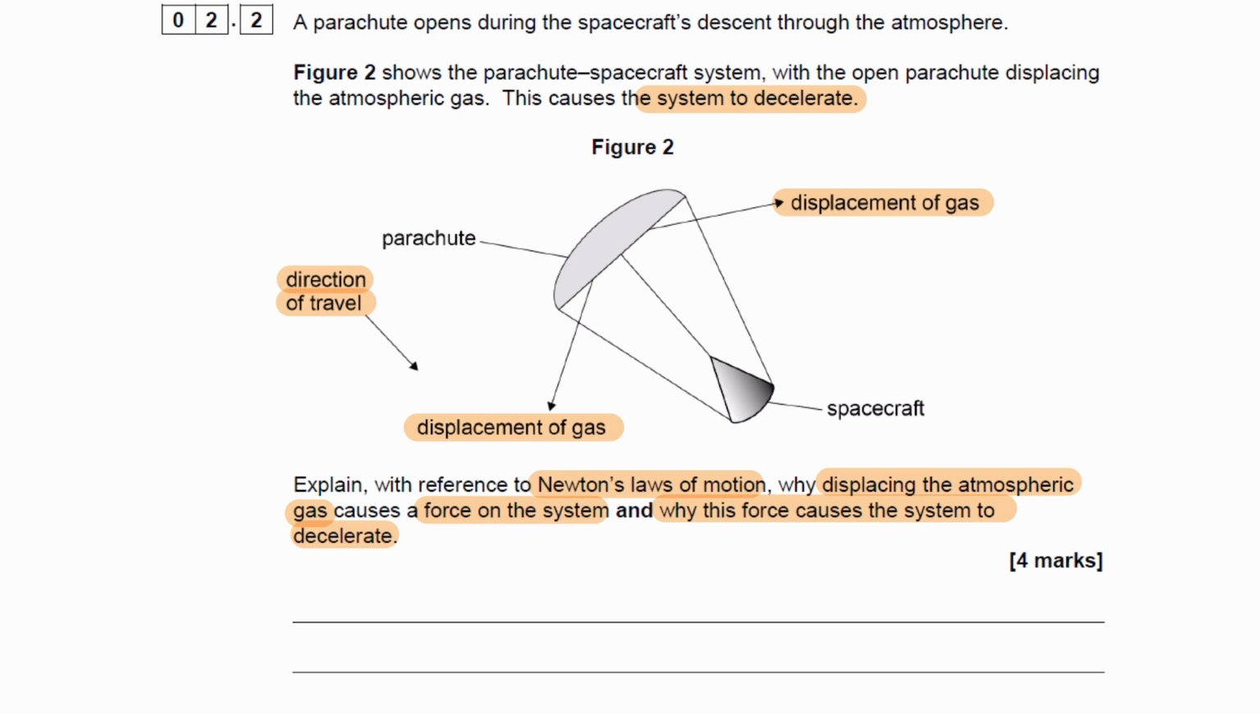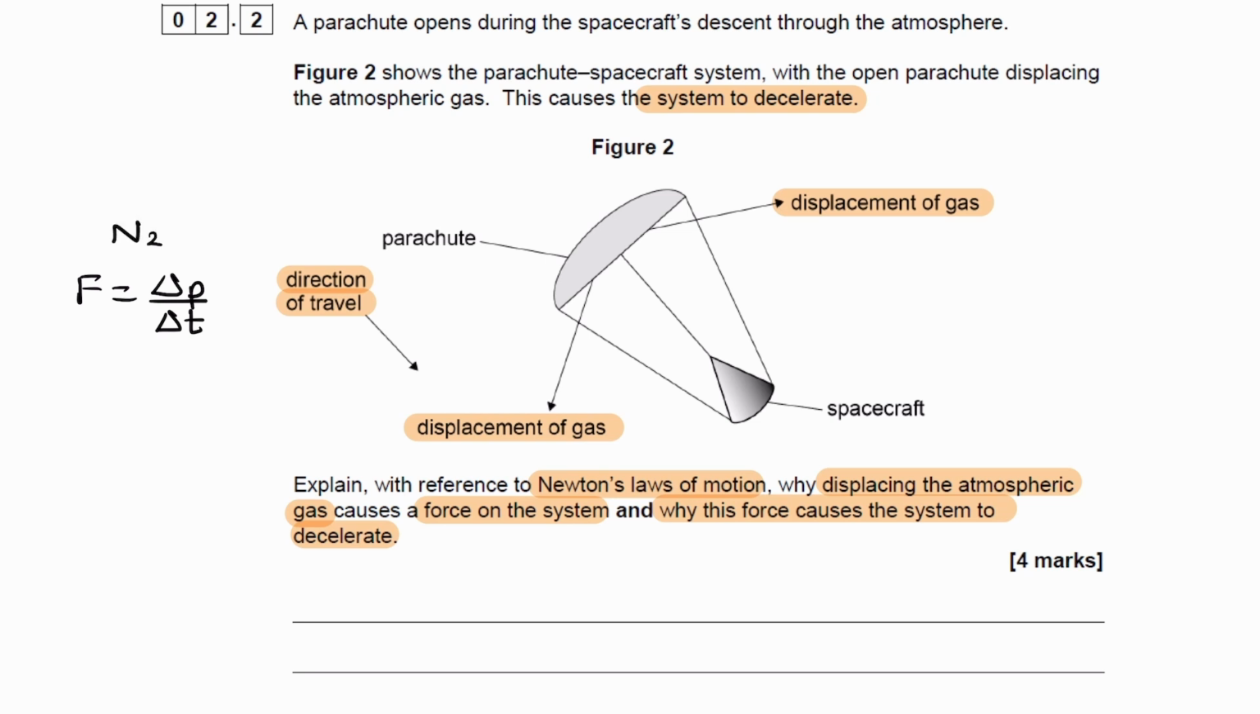The momentum of the gas is changing. The gas to begin with is stationary on average. As the parachute passes through it, the gas now moves in this direction and in this direction. It now has gained some momentum. From Newton's second law, force is proportional to rate of change of momentum, and we can just write that as equals to because the proportionality constant is just 1. So force is equal to rate of change of momentum. If the gas is experiencing a change in momentum, it must therefore be experiencing a force.